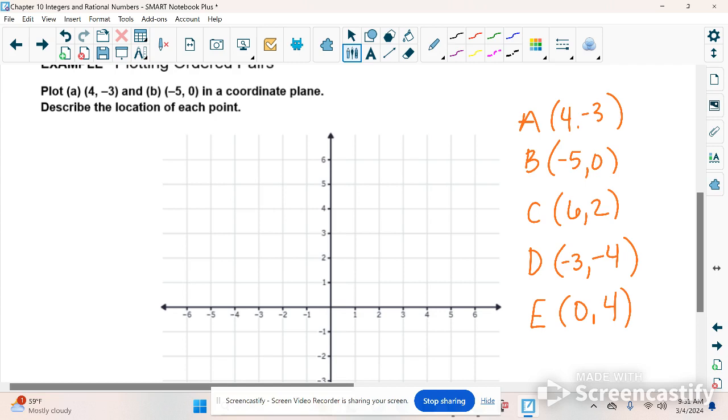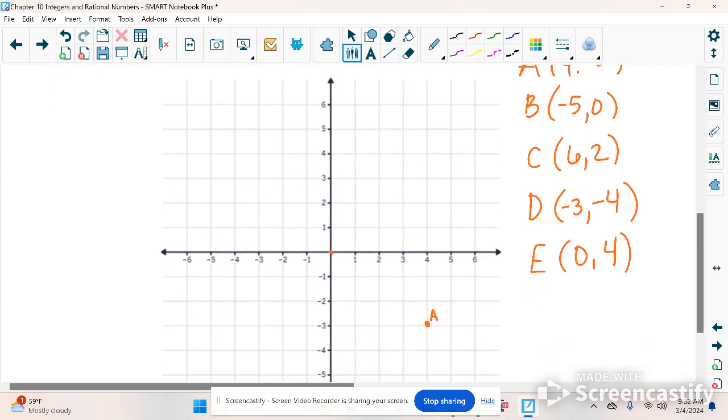Alright. If I wanted to get to A, 4, -3, if I listen to the song, start at 0. So I'm going to start here at the origin. Am I going to go left, negative, or right, positive? I'm going to go over to the right 4, and then -3. Is -3 up or down? I'm going to go down to -3. So that's point A. Don't draw lines to it. You're just plotting the point.